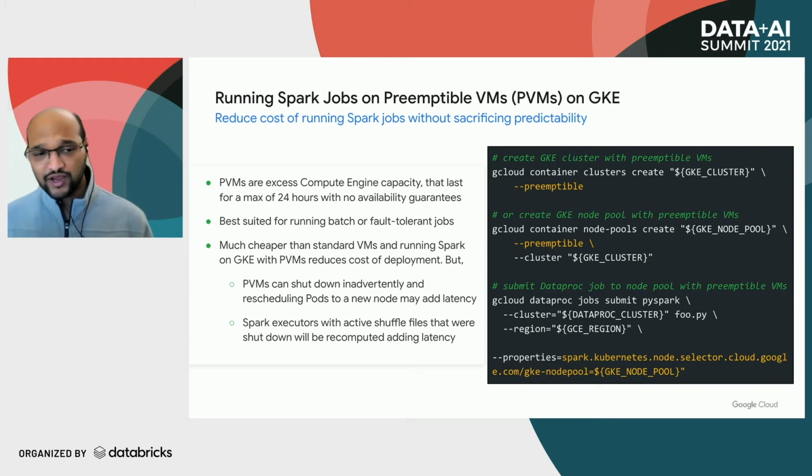There are a couple of caveats to note when running Spark jobs on PVMs. First, PVMs can shut down inadvertently, which will cause the pods to reschedule to a new node, which can add to your latency. Second, when Spark executors with active shuffle files are shut down, those tasks will be recomputed, which can also add to the latency. So just be aware of the trade-off between cost and performance when running Spark jobs on PVMs.